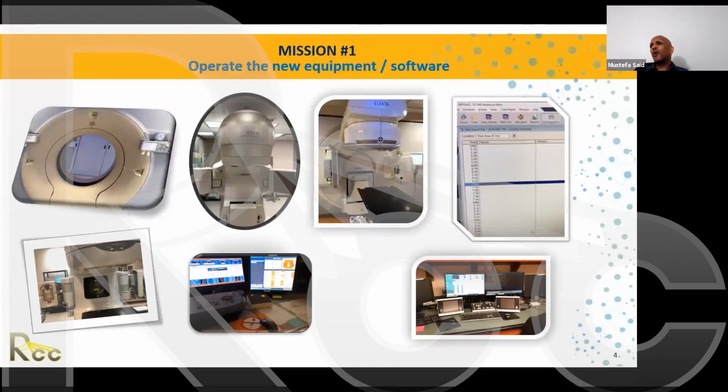The mission, the first one: operate the new equipment and software. See, from Cobalt now we move into all these machines. Some may have the Varian, some may have the Elekta. You have all these gadgets, your OBI. Use the Mosaic software for treatment, and it looks like a space center because you have to handle a lot of multitasking going on. So this is a lot of responsibility. It's computerized.